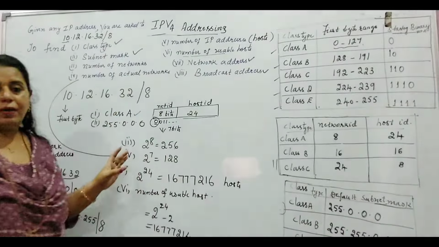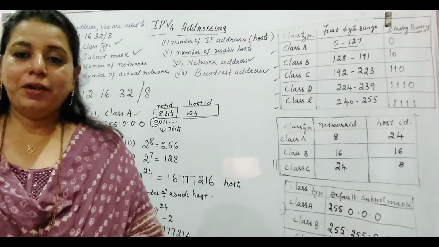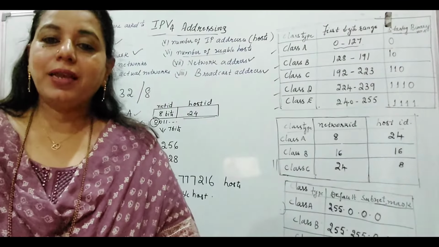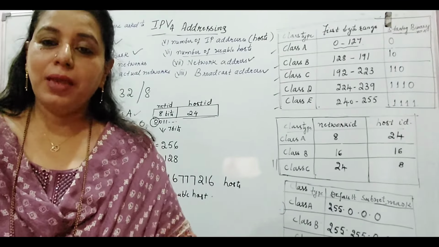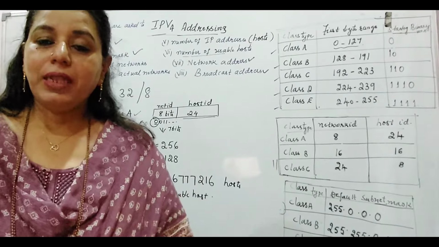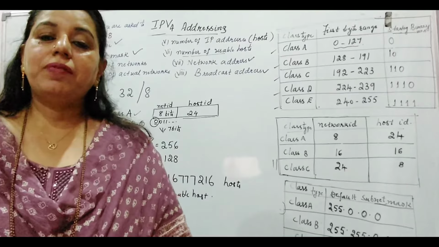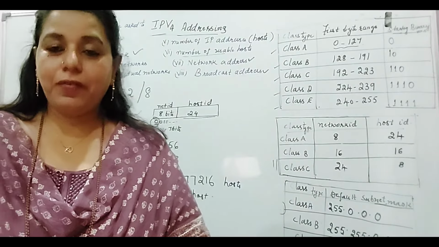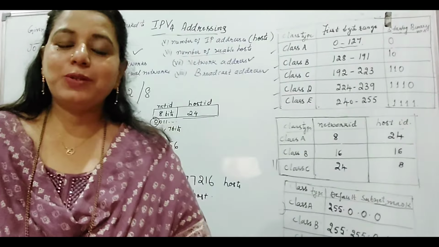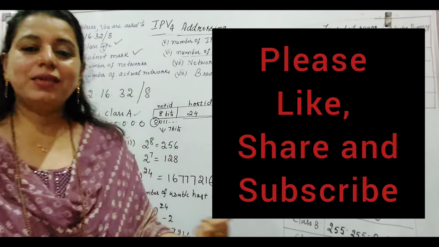So this way you have to solve the numerical, and I shall continue this particular topic in my next session by taking an IP address belonging to class B, then class C, and also I'll try to give a prefix value other than 8, 16 and 24, so that you will have the confidence to solve these kinds of numericals. Hope this session is useful to you all.